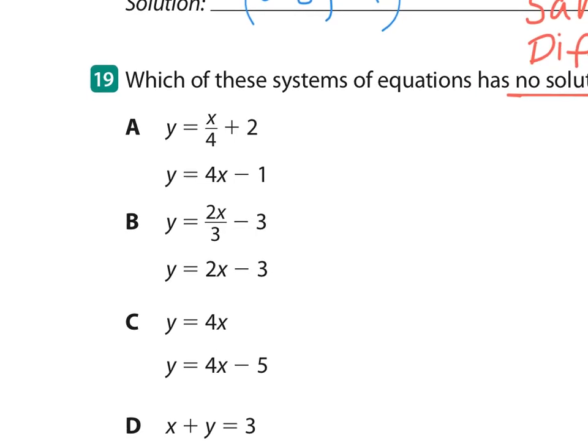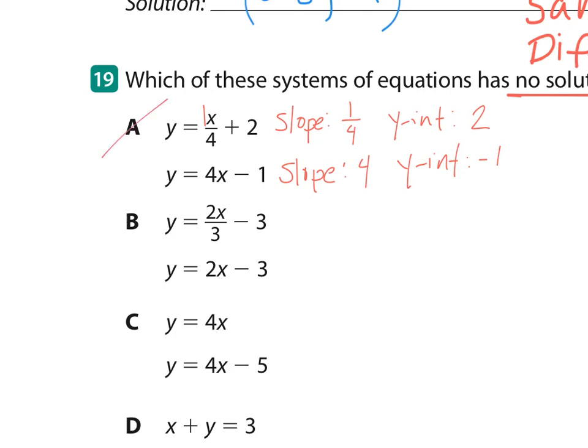So let's take a look at A. So let's identify slope and y-intercept. This has a slope of, remember, you can put a 1 there, of 1x/4 or 1/4 x. So that's got a slope of 1/4. This has a y-intercept of +2. Okay, the second equation has a slope of 4 and a y-intercept of -1. So again, we're looking for same slope, different y's. I do not have the same slope. This would be a 1 solution. So A, thanks, but no thanks.